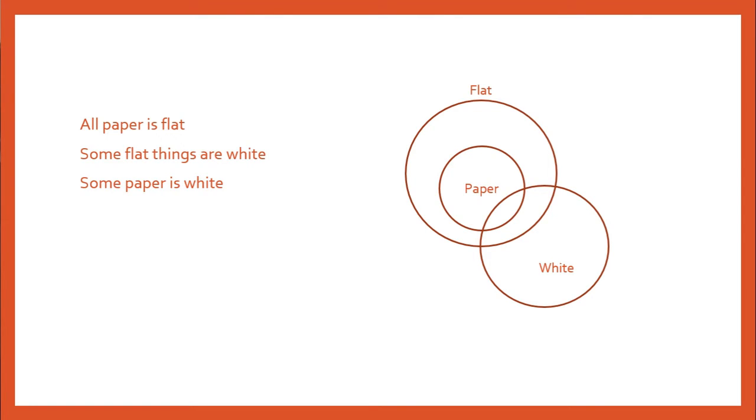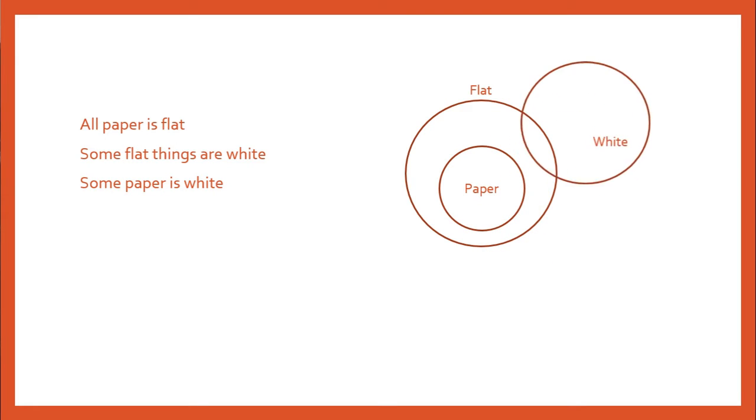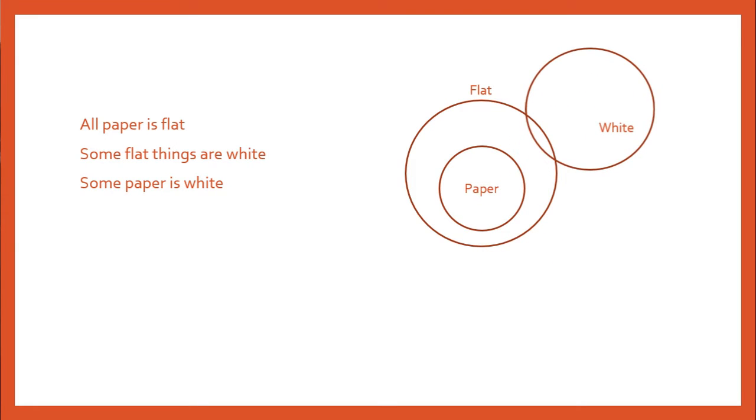Now, for this to be a valid syllogism, we need to make sure that the white circle must touch the paper circle with the white circle overlapping with the flat circle. This again is not the case because we can move the white circle so that it still overlaps with the flat circle but is not touching the paper circle. So that makes this syllogism invalid.